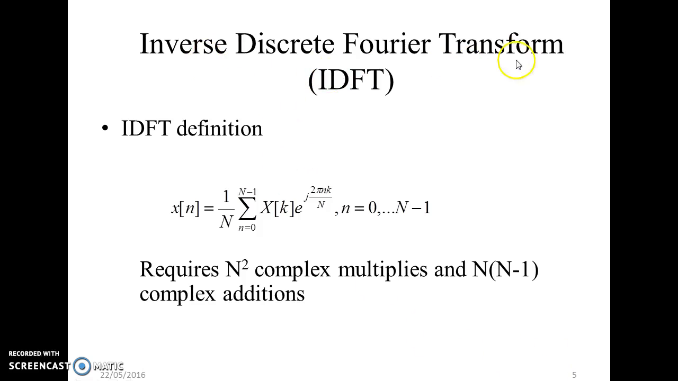Inverse discrete Fourier transform, that is IDFT. IDFT definition: x of n is equal to 1 upon N summation over k equal to 0 to N minus 1 X of k e raised to j 2 pi nk upon N, for n equal to 0 to N minus 1. It requires N square complex multiplies and N into N minus 1 complex additions.